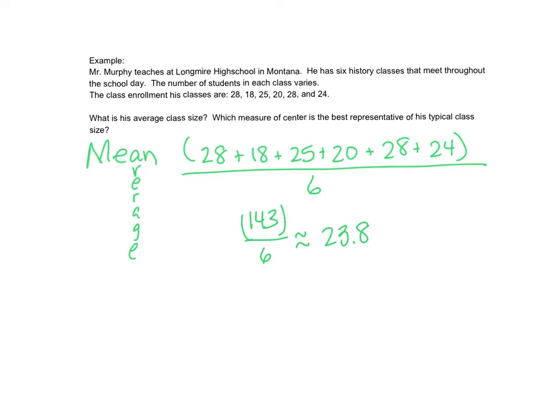So you might think, well, that's kind of strange. How can I have 0.8 of a student? So what that really means is it's a little bit more than 23 students, but a little bit less than 24, but closer to 24 than 23. So don't let the decimal throw you off. So that's one way to consider the typical number or the average number of students in his class.